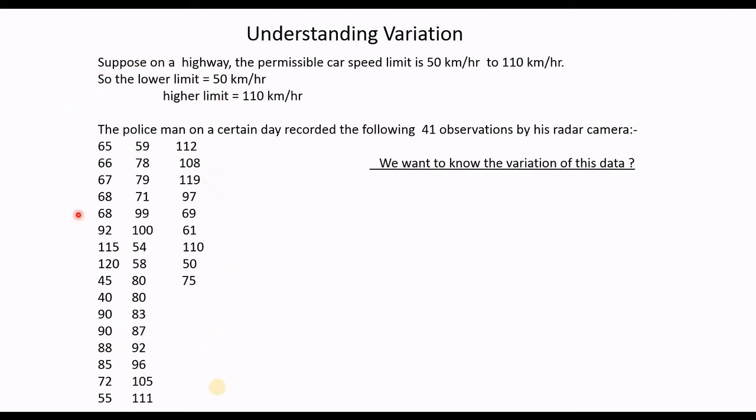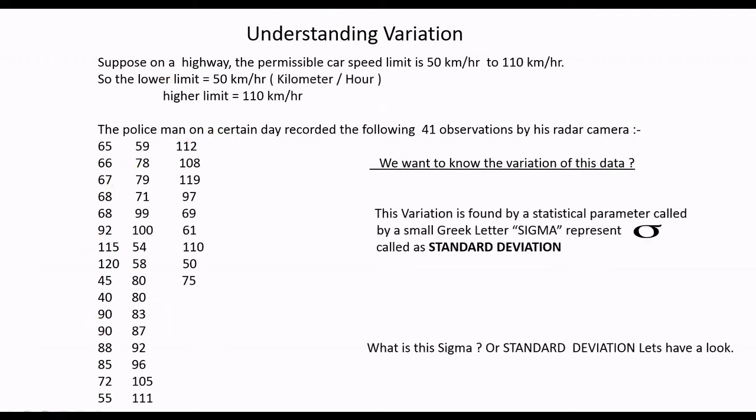Can I know the variation of this data? I want to know the variation of this data. Is there a way out? How to know the variation of this data, and how do I measure it? Yes, there is a statistical parameter called sigma. It's a small Greek letter which is denoted by this symbol, and it is called a standard deviation.